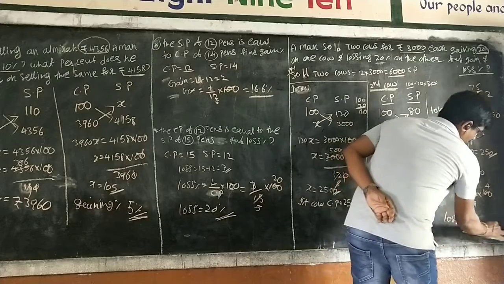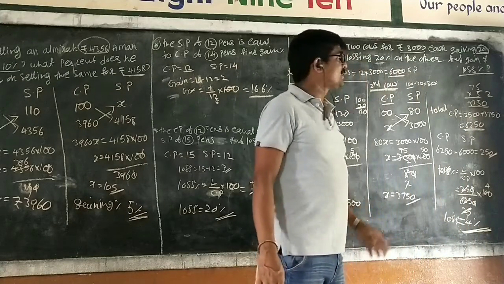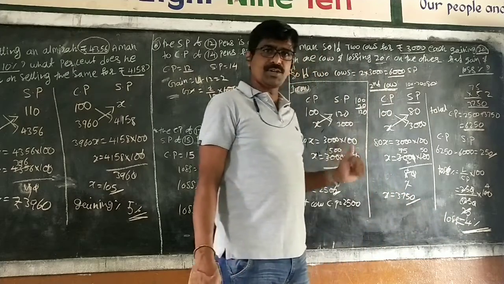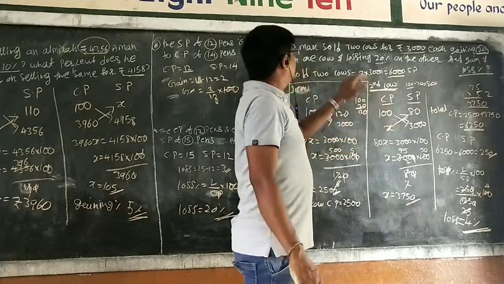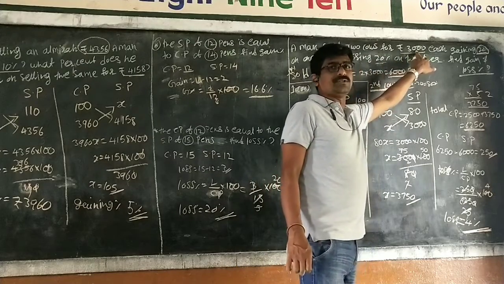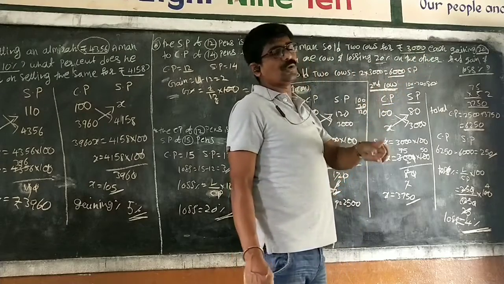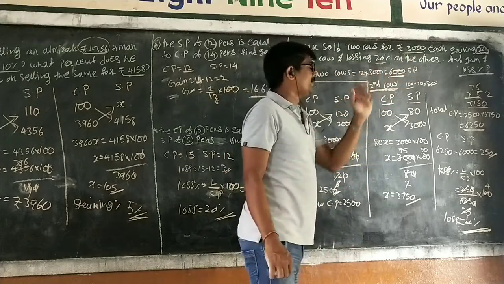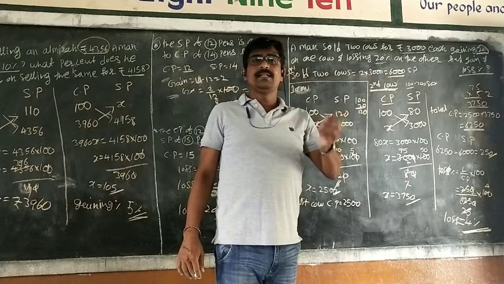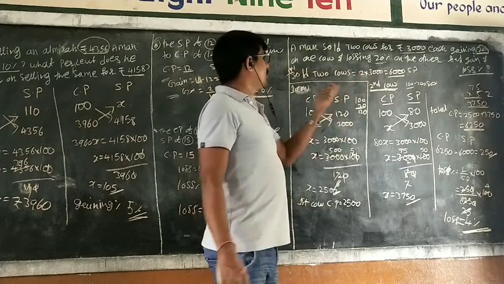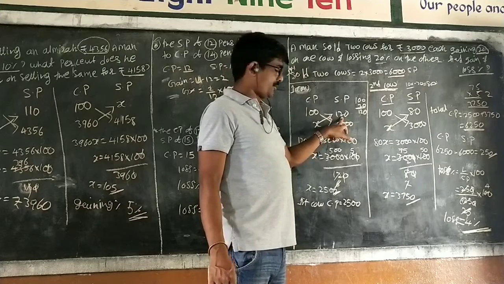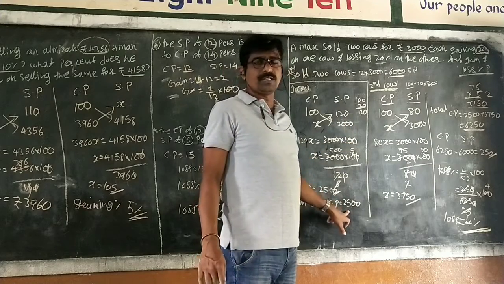Total loss is 4 percent. Understood? So I will explain it once again. 2 cows are sold, each one for 3,000 rupees, so the total is 6,000. He is gaining 20% on 1 cow and losing 20% on another cow. First I am taking 1 cow, which gets a benefit of 20%. Simplifying, we get a cost price of 2,500.